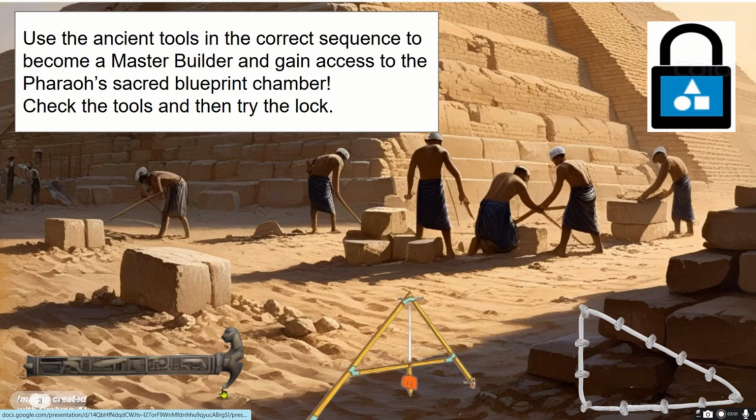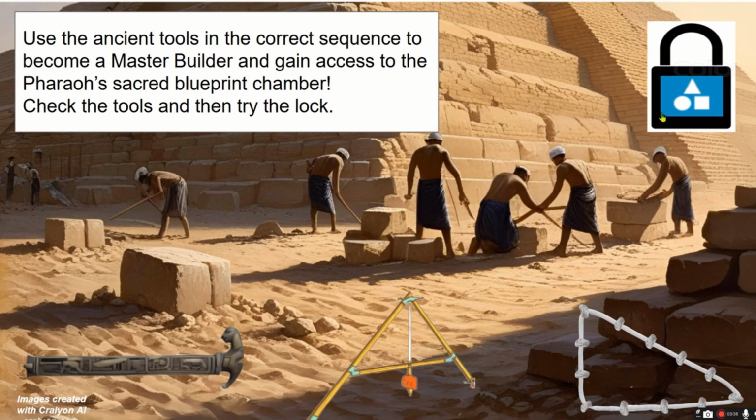Okay, so the Merkhet was used to align the sides of the pyramid with the 4 cardinal directions, north, south, east, and west. That had to be done before the square was drawn on the ground that planned what the base would look like. And finally, the square level was used to make sure that each layer of the pyramid was level.